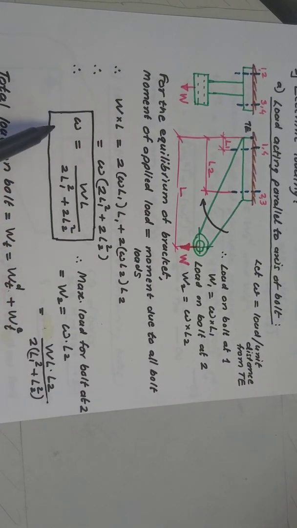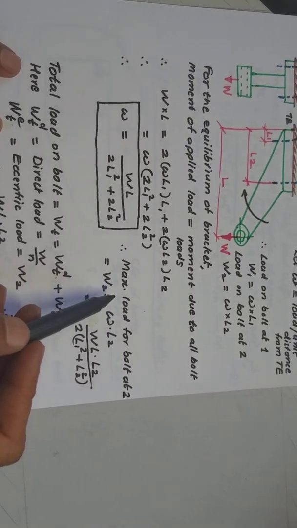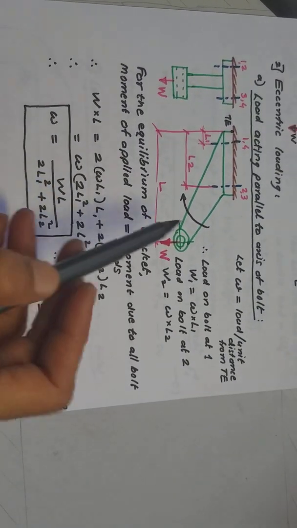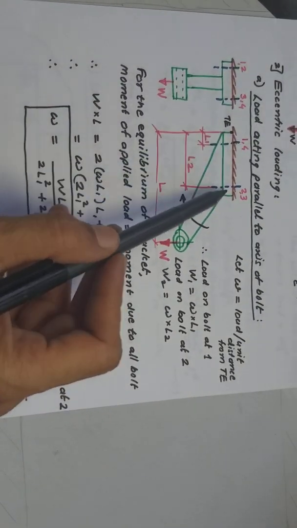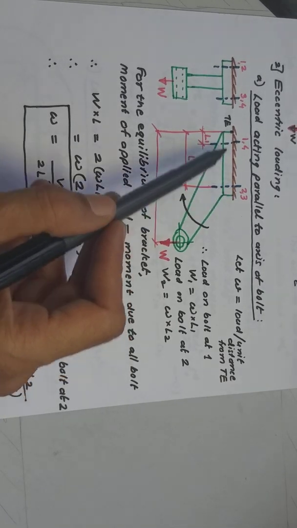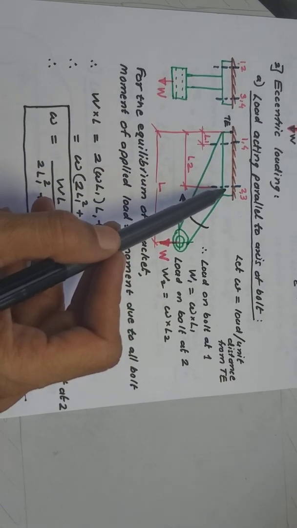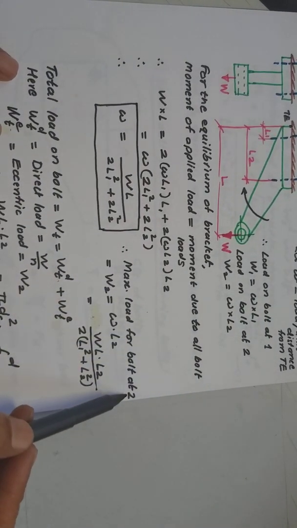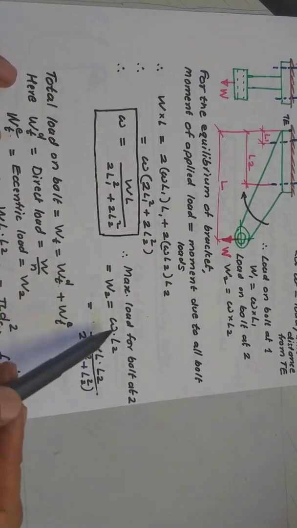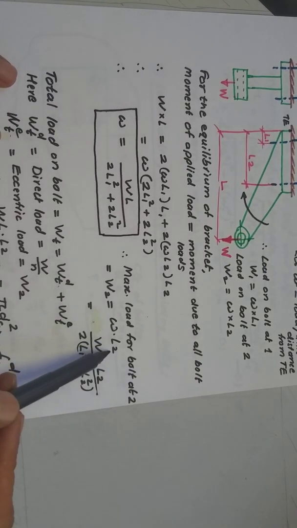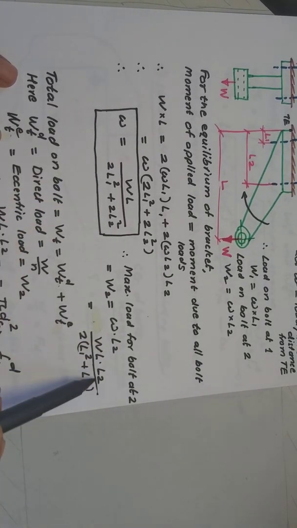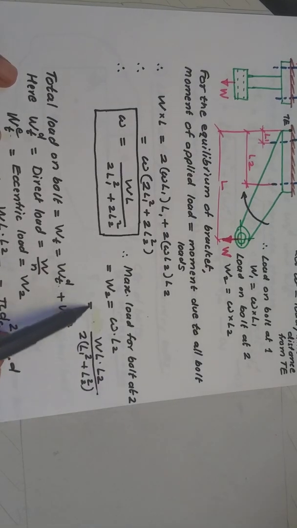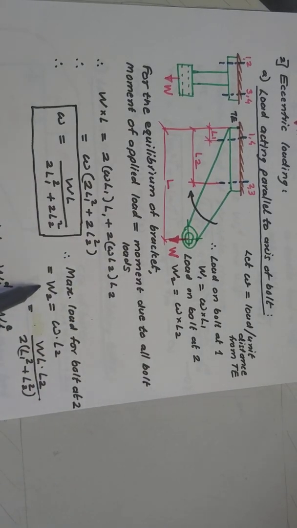Now having known the constant, the next thing is to find out the maximum load. As you can see here, the bolt at the maximum distance, the bolt at 2 at a distance L2, is going to experience maximum load. So I'll write here, maximum load for the bolt at 2 is given by W2 equal to small w into the distance L2. Now small w is this, multiplied by L2, so that becomes W2. So the bolt at 2 is experiencing a load equal to this much.